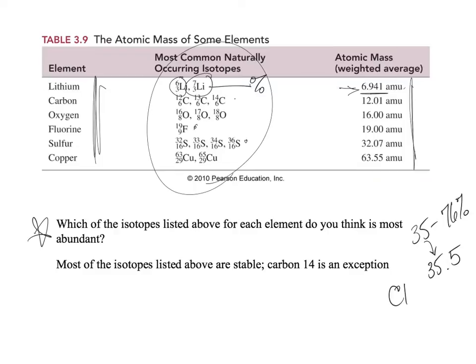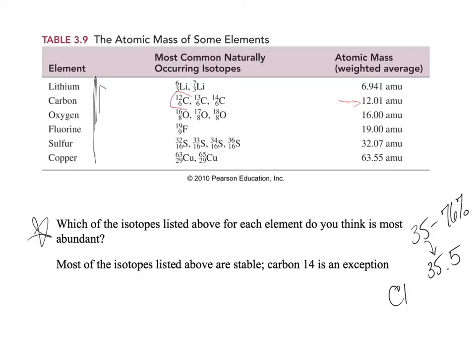Does that make sense? Okay, let's think about it then for carbon. Carbon on the periodic table is reported at 12.01. Ooh, that's right on the money. Which one does that match closest to? Well, that guy, carbon 12. And yes, carbon 12 by far is the most common isotope of carbon.